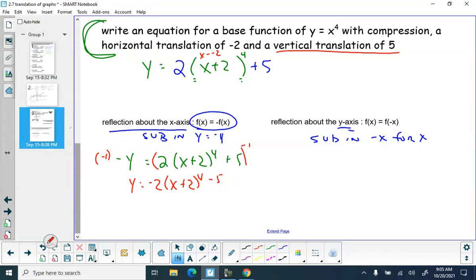But you do this after you do all your translations. Don't try to throw the reflections in as you're doing the translation. First you have to translate the graph to wherever it needs to move to. Then at that point, you can do a reflection about the x-axis or y-axis.